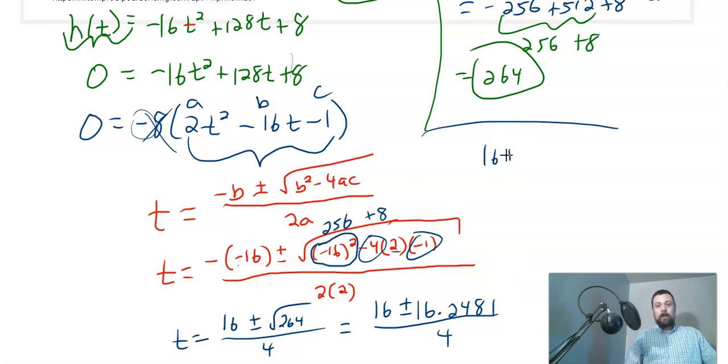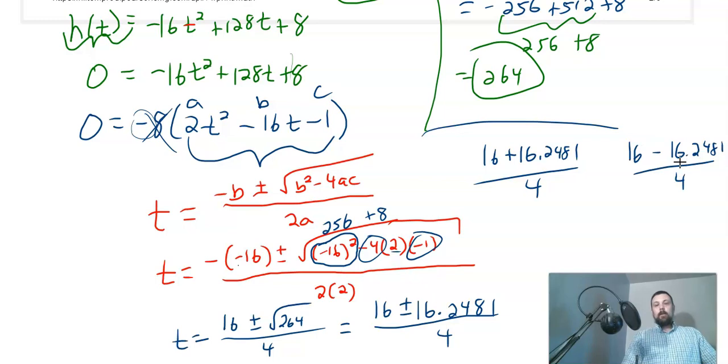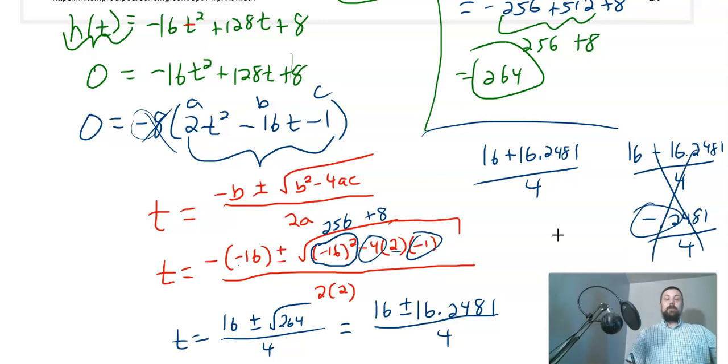So we'll have 16 plus 16.2481 over 4. That's one answer using the plus sign. And then we'll have another answer using the minus sign. But when you use the minus sign in this case, this number will come out negative: negative 0.2481 over 4. The answer is going to be negative, which just does not make sense. You can't have a negative amount of time for the arrow to reach the ground. So this answer doesn't produce anything sensible, so the correct answer must be this one.